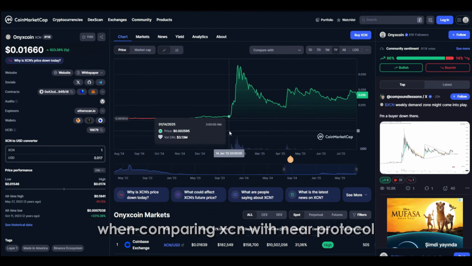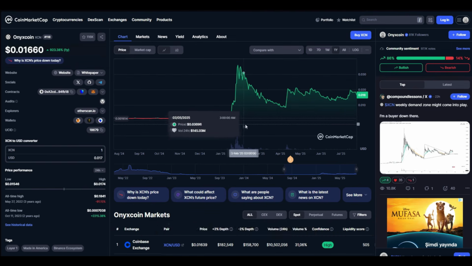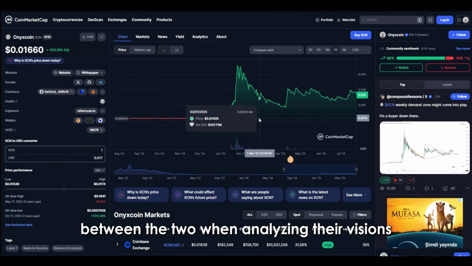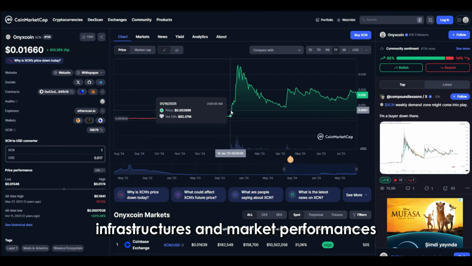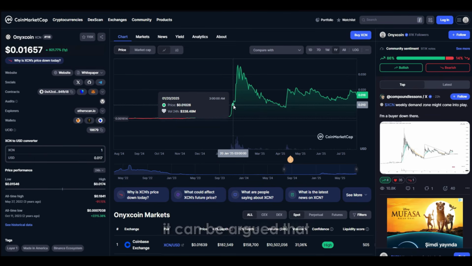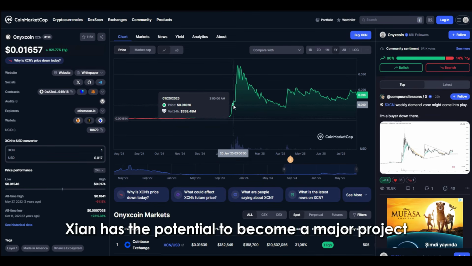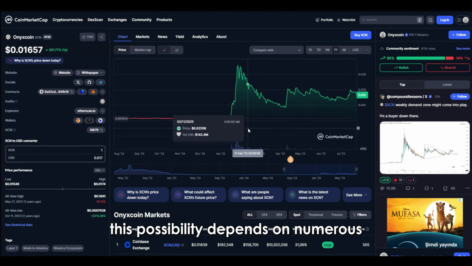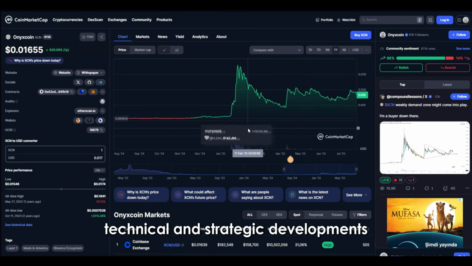In this context, when comparing XCN with NEAR protocol, it is possible to observe significant differences and similarities between the two. When analyzing their visions, infrastructures, and market performances, it can be argued that XCN has the potential to become a major project like NEAR in the future. However, this possibility depends on numerous technical and strategic developments.